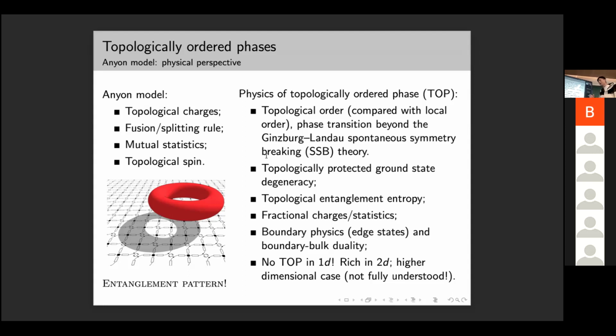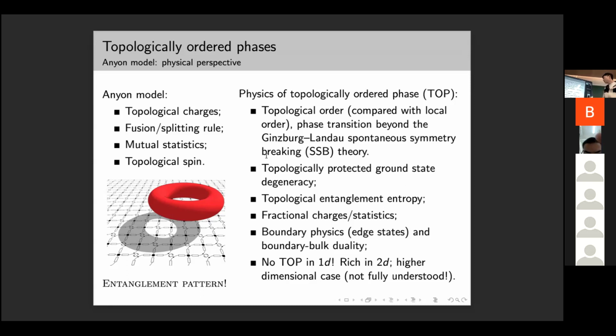We know that for a given topological system, if we calculate the entanglement entropy, then we'll find that the topological entanglement entropy depends on the macroscopic property of the anyon model. Actually, it depends on the global quantum dimension of the topological phase. And basically, there are also some crucial things about the fractional charge and fractional statistics.